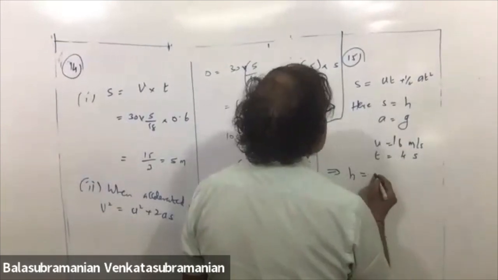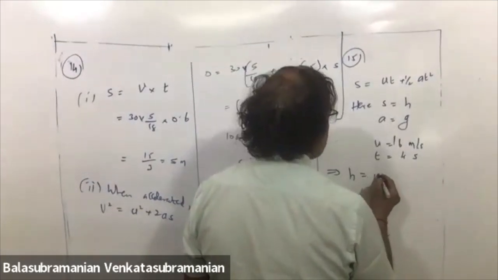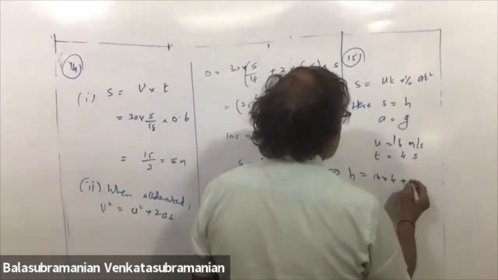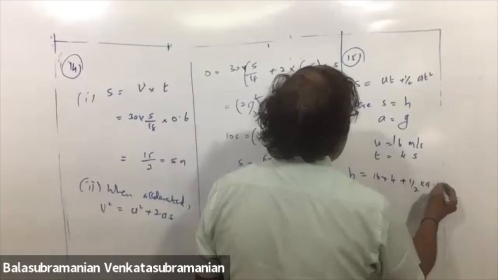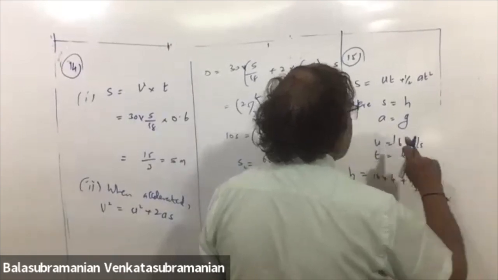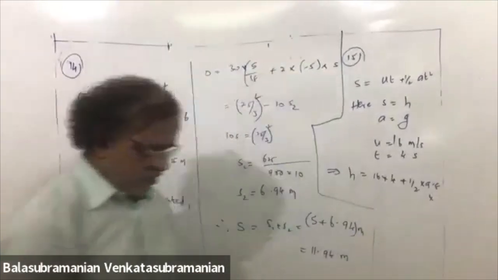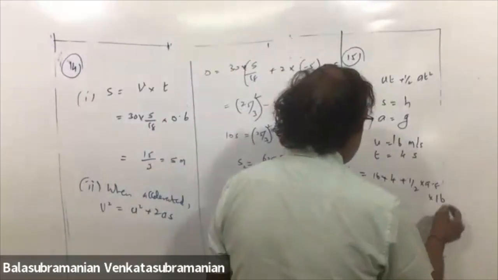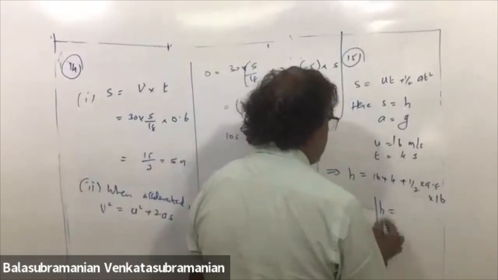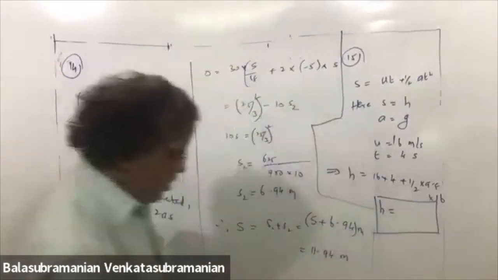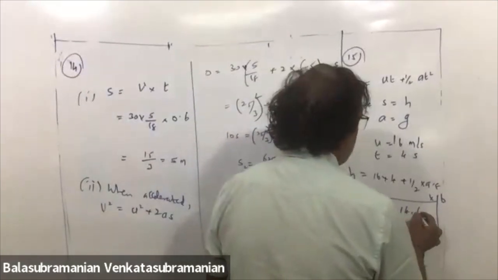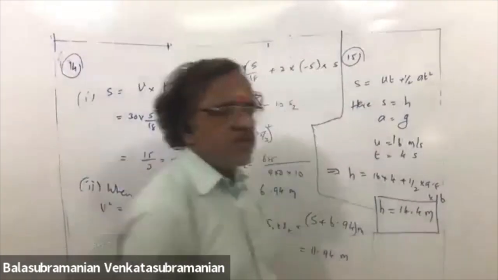This is 16 into 4 plus half G, 9.8, into T square. T is 4 seconds, so it is 16. Simplify this. You are getting 14.4 meters. Straight, round.